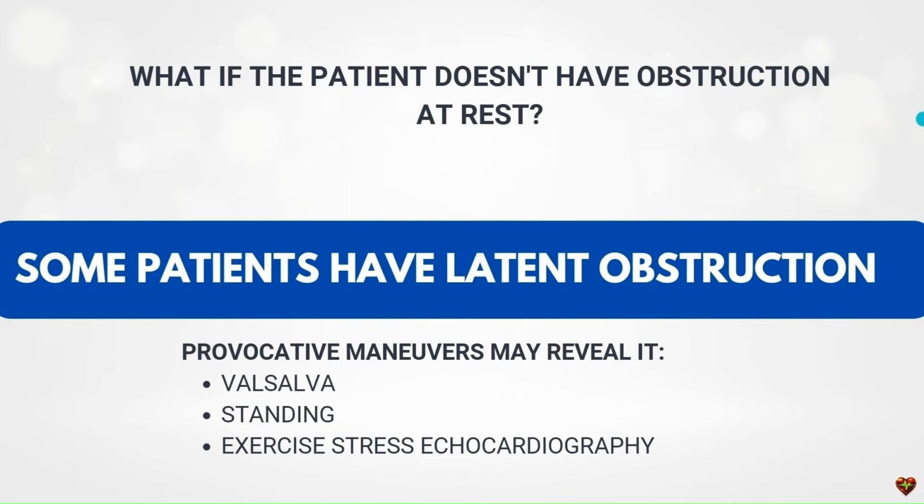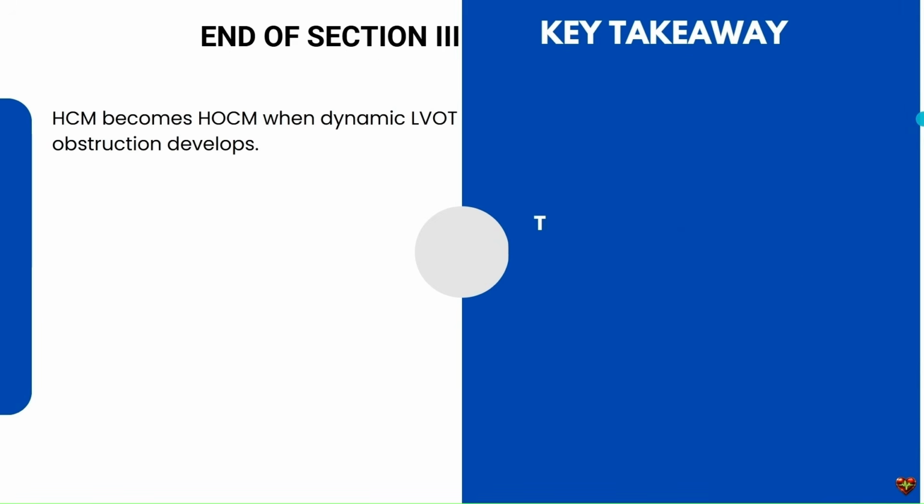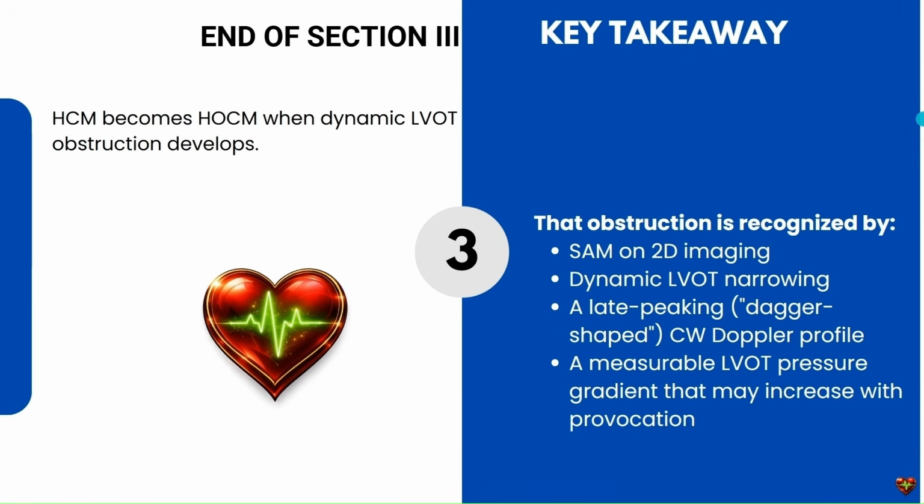Now that we understand how obstruction develops and how to recognize it, let's put everything together into a practical echocardiographic workflow you can use every time you scan a patient with suspected HCM. We have reached the end of section 3. Now, let's turn this physiology into a practical scanning approach.